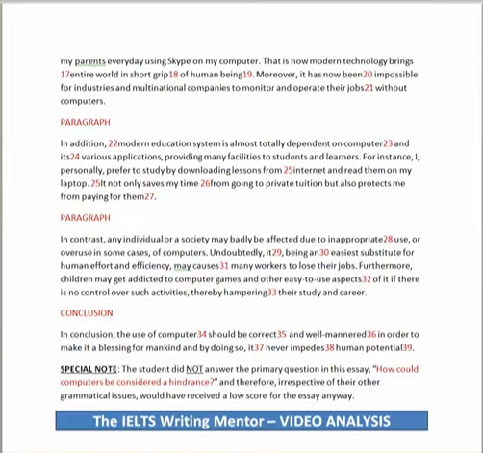Now here's the problem with the commas: for instance, I personally prefer, so there's no need for a comma there. I personally prefer to download lessons from the internet to read them on my laptop. Full stop. This not only saves my time, in that I do not need to go to a private tutor, but it also saves me the expense of paying for a private tutor.